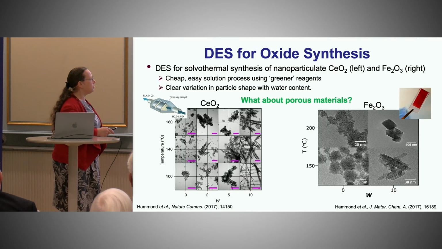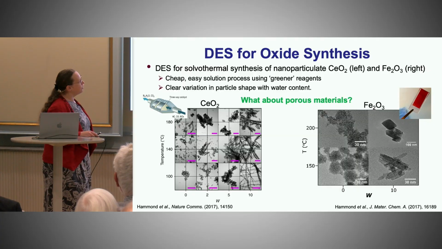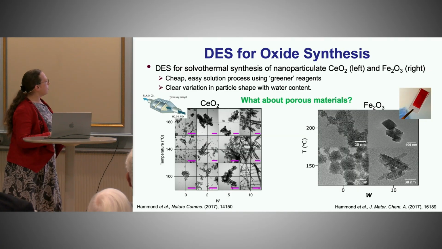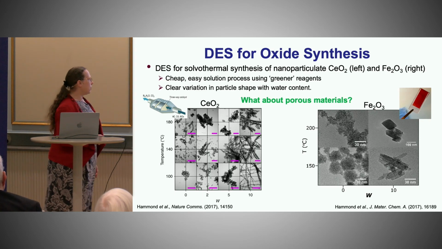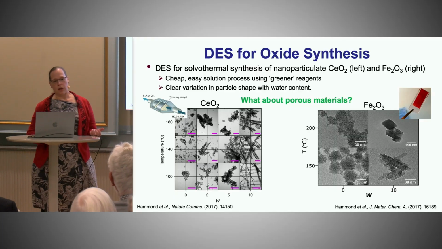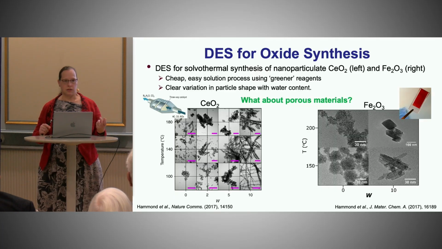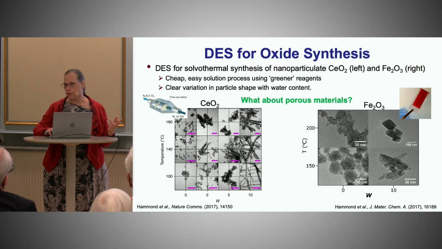of iron oxide, and these were used for solar water splitting to get hydrogen as a potential fuel. And we could also grow cerium oxide particles, again, very small nanoparticles in the absence of water, but with just a little bit of water, we could get these really long rod-like particles, which were very good for carbon monoxide oxidation, as you do in your car catalytic converters. So we can grow oxides.